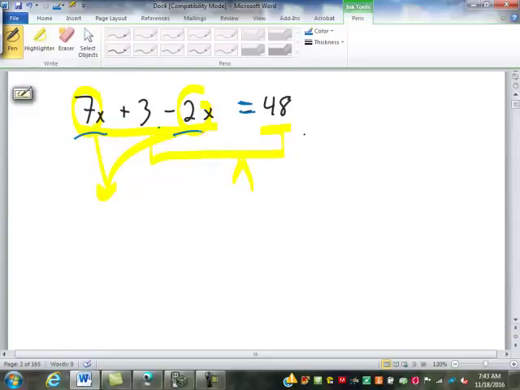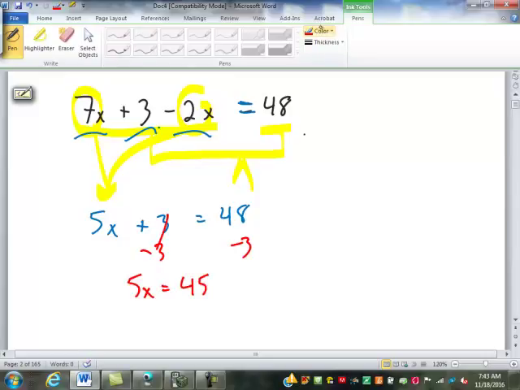So we've got 7x and negative 2x make 5x. I can just combine them. And I still have the positive 3 or plus 3 equals 48. From there, what do I have to do to solve it? Subtract 3. 5x equals 45. And then divide by 5. X equals 9.